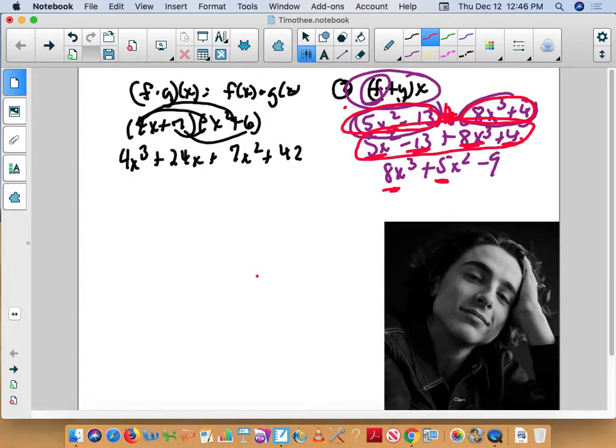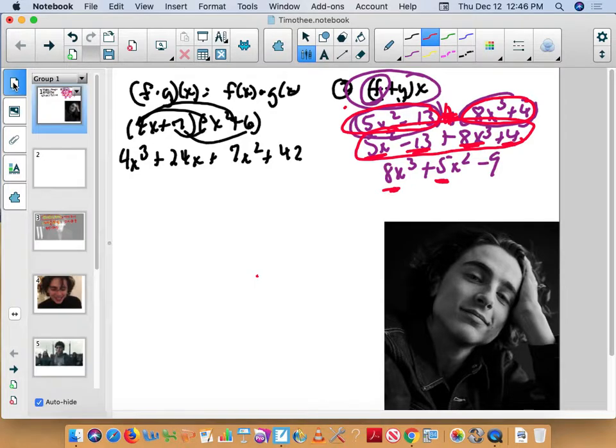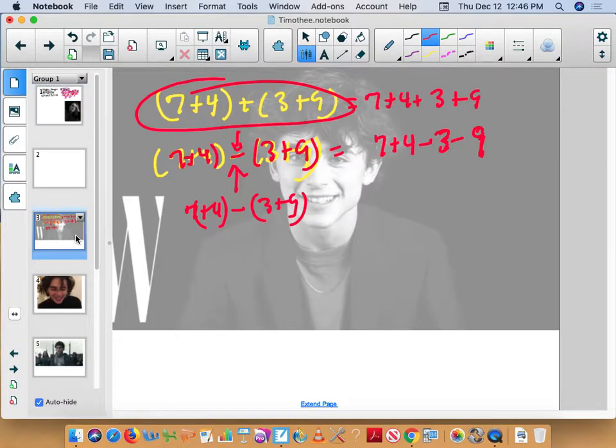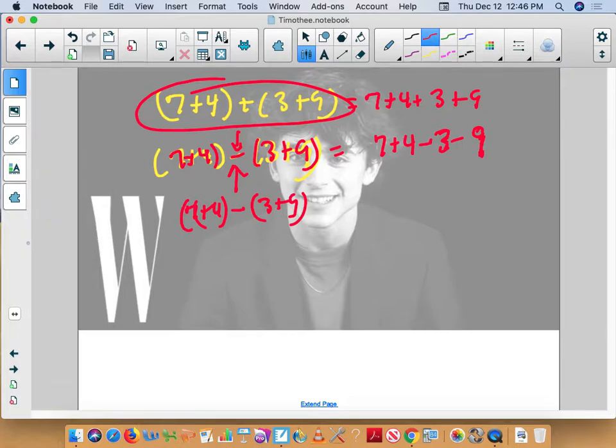Bailey? So on the next slide, when you did the part in red at the bottom, that I don't really understand. Couldn't you just take that as 2 plus 4 would be 6, and then 3 plus 9 would be 12? So you would do 6 minus 12. You could. And that would be fine.